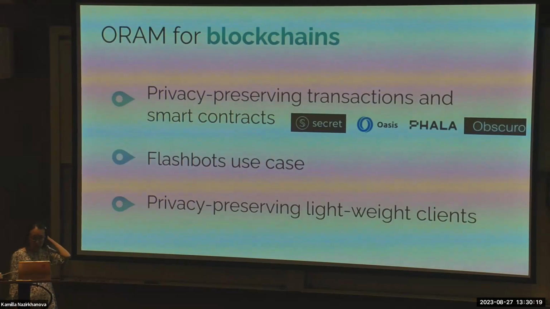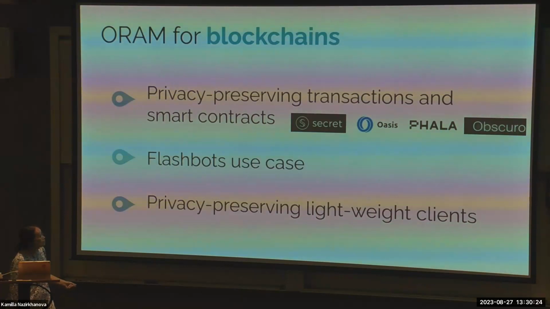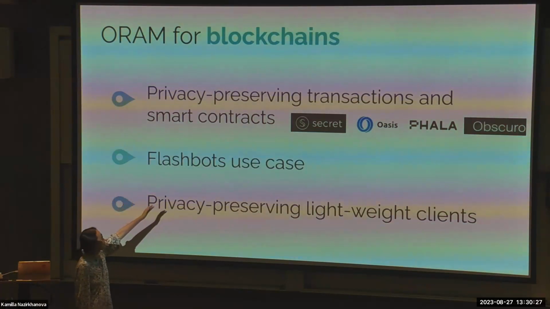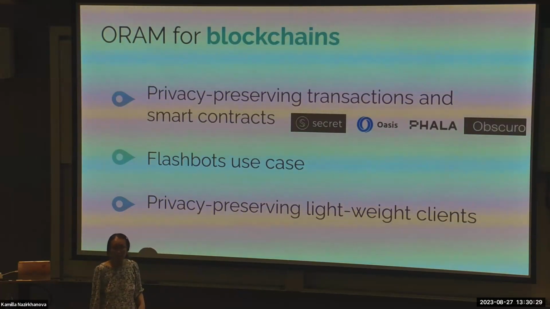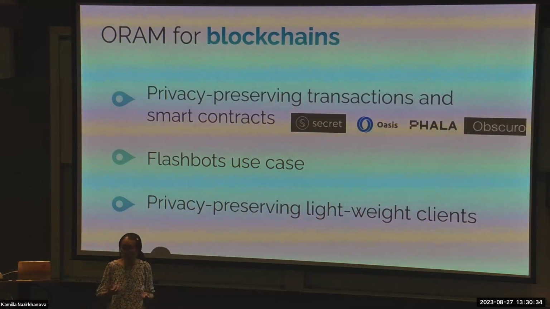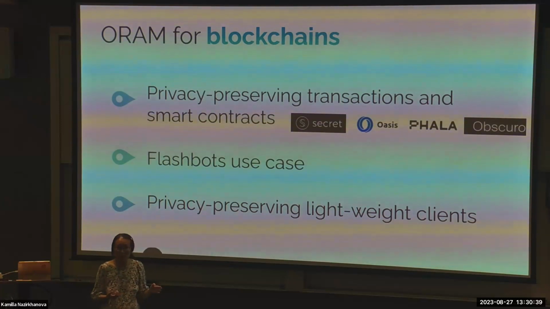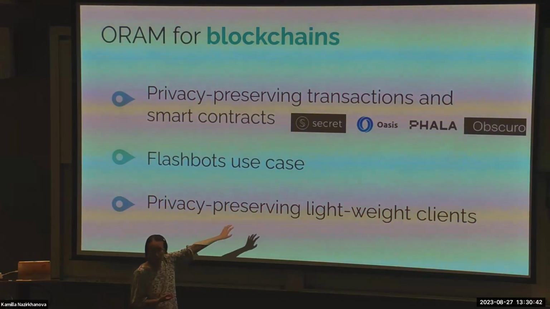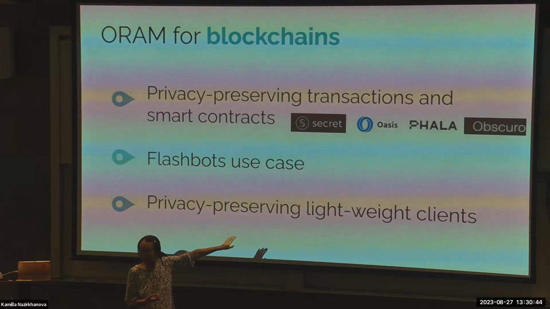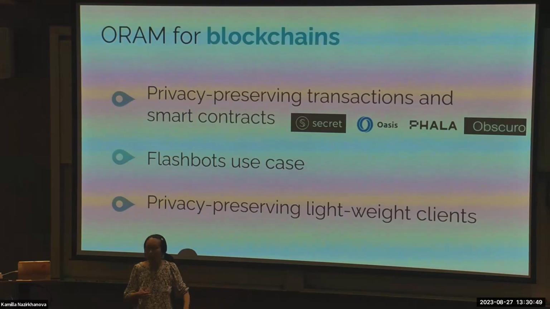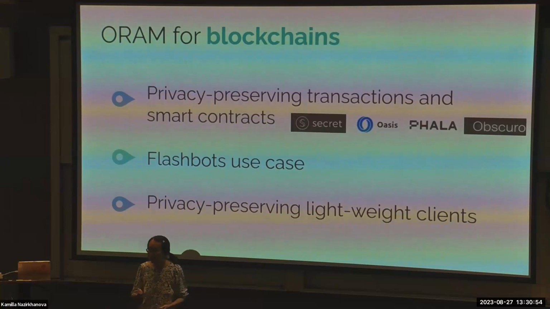So why is ORAM important for blockchains? There are actually many applications of ORAM in blockchain environments. We need it if we want privacy-preserving transactions and smart contracts. There are various projects building on Intel SGX trusted hardware. I won't go into details, but recently Andrew Miller and his students did some analysis of these blockchains and found that they don't give the promised security. There are many different reasons why they're not secure, and one important reason is that they're not using ORAM.